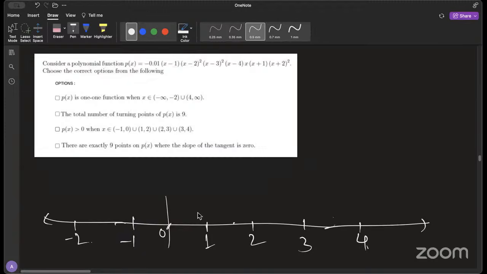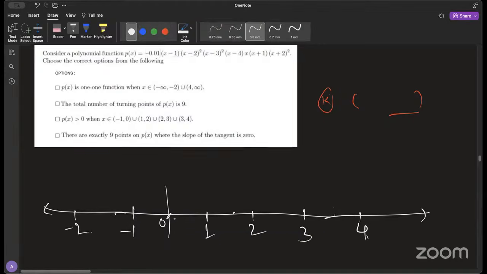Starting with, you have a negative thing here. We can consider it to be k times some polynomial, where k is negative. That just makes things easier because 0.01 is of no use. Only the negative sign is of use here.